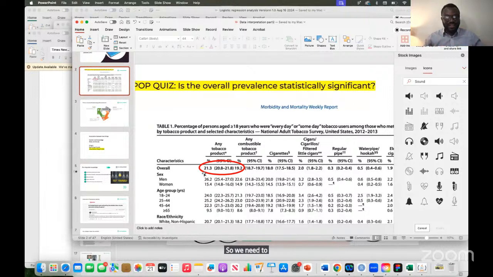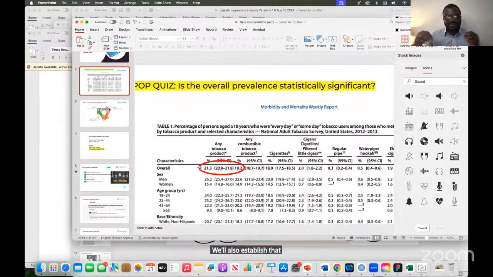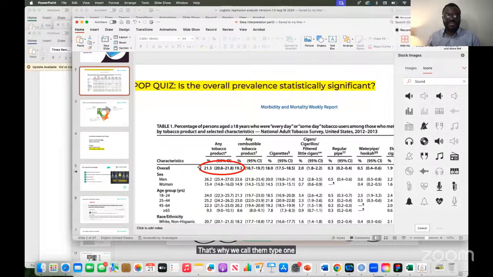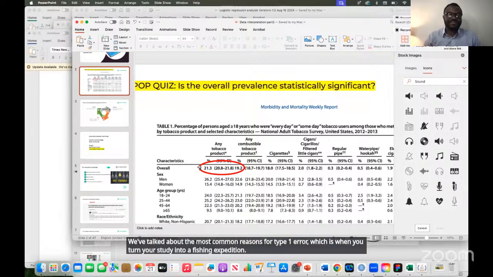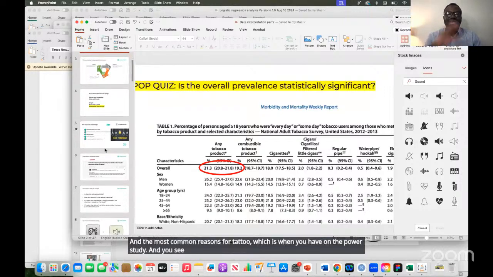So the moral of today's class is: wherever you have a p-value, you are comparing two or more things. You cannot compare one single estimate by itself. That makes no sense. That's nonsensical, right? We've also established what alpha is, what beta is. Alpha is the first letter of the Greek alphabet. Beta is the second. That's why we call them type 1 and type 2 errors, respectively. We've talked about the most common reasons for type 1 error, which is when you turn your study into a fishing expedition, and the most common reasons for type 2, which is when you have an underpowered study. And you see underpowered studies everywhere, right?